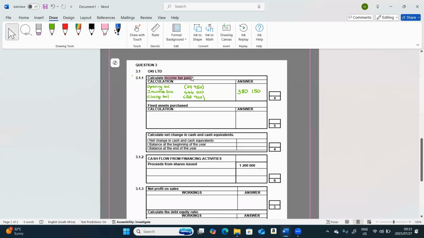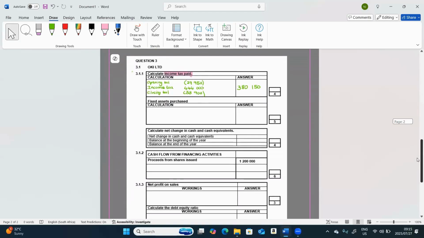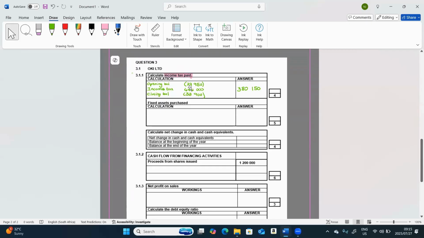Guys, can you see? It's not difficult. You just have to know this one principle that I showed you. This is something that you have to study. Yes, you have to know this. Your income tax in the middle is a positive amount. Just know that it's opening balance plus your income tax and closing balance, and then you will get your answer for your income taxes paid. Okay, perfect.